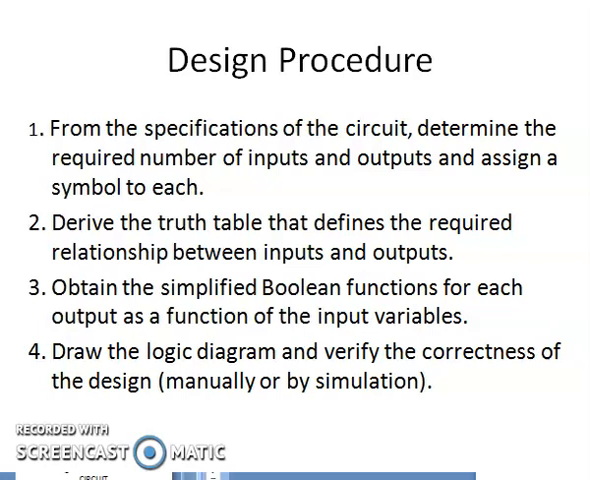Second step is construct the truth table. Truth table is the one which shows all the possible combinations of inputs and their outputs. After constructing the truth table, write the expression for the outputs and obtain the simplified Boolean function for each output. And finally, for the simplified expression, draw the logic diagram and verify the correctness of the design, either manually or by means of simulation.